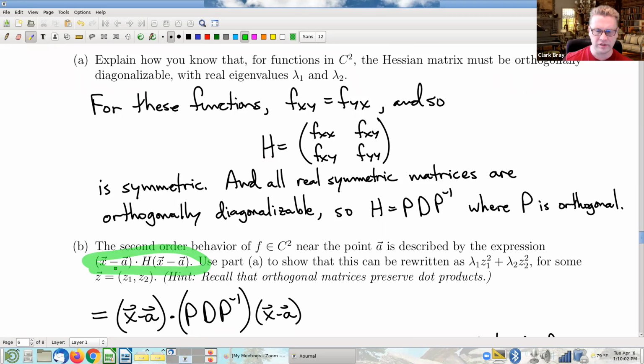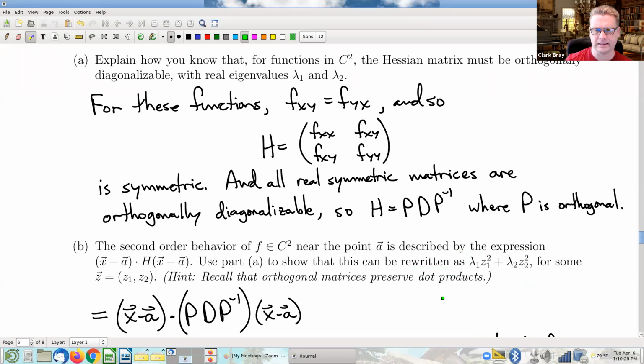Okay, so what we're supposed to do now, it asks us to rewrite this as that expression right there for some vector. We don't need to worry about what z is, but we need to show that we can rewrite that expression in this form. And then there's a big hint here. Don't forget that orthogonal matrices preserve dot products. So that's going to come up at some point.